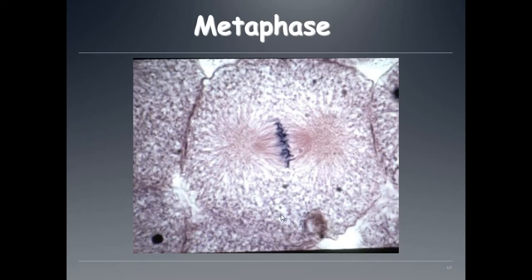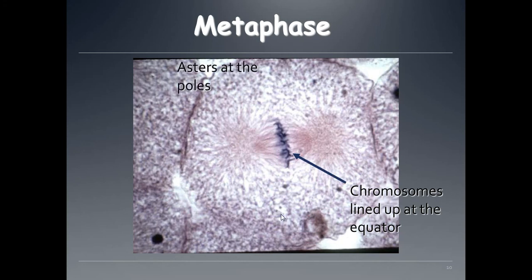This is a picture of a cell going through metaphase. The chromosomes are the dark lines. They've lined up at the equator, or the middle of the cell. The asters have lined up at the poles. This is just where those spindle fibers are attaching to. And the spindle fibers have attached to the chromosomes, and they're getting ready to kind of shrink and pull those chromosomes apart.